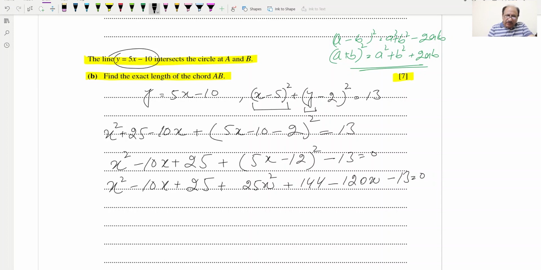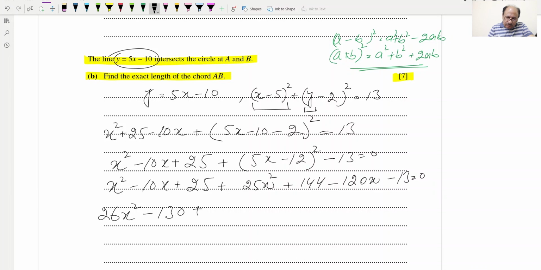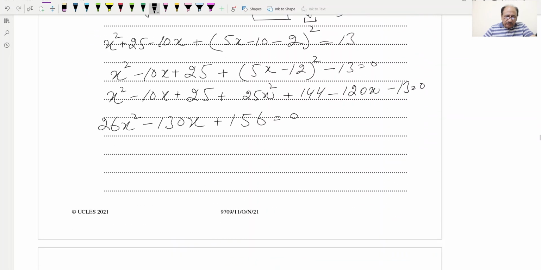So now we can add the like terms, and the x squared terms will result in 26x squared, and the x terms will be minus 130x. This one and this one we have combined, and the constants we can simplify. That will be 25 plus 144 minus 13, which is equal to 156. So there should be x over here, and plus 156 is equal to 0. Now this is our quadratic equation.